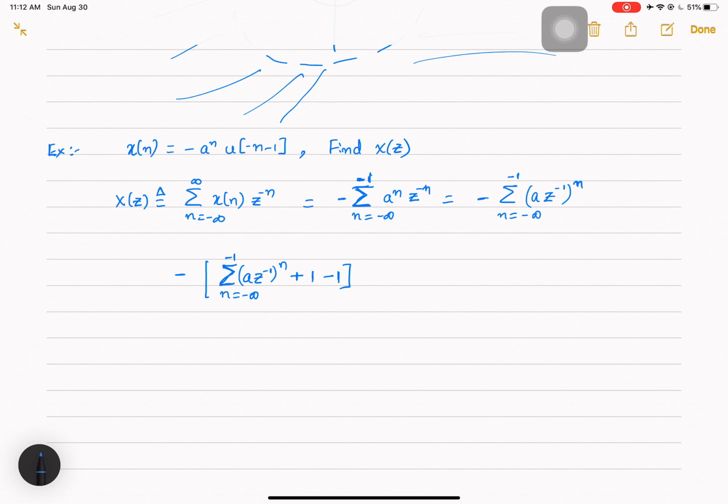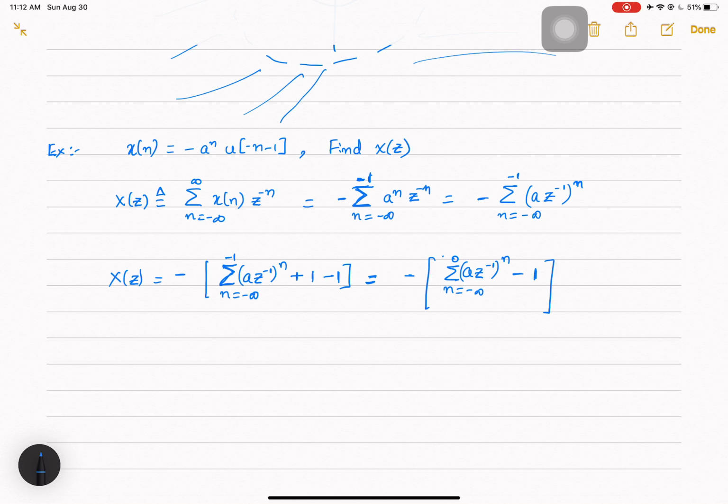Okay, so adding a 0 doesn't make any difference. So this I can write as minus of the summation n going from minus infinity to 0 of a z inverse. Again it doesn't matter. So I am absorbing plus 1 inside the summation, and this is what I get.